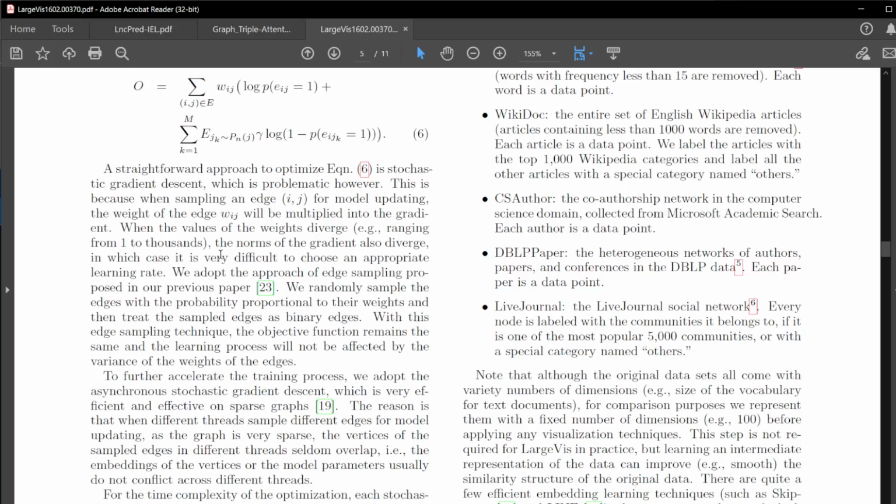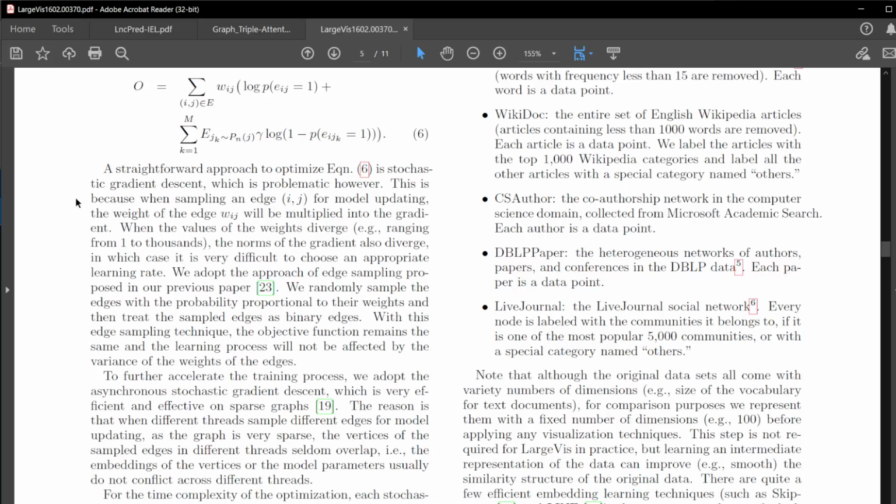We adopt the approach of edge sampling proposed in our previous paper [23]. We randomly sample the edges with the probability proportional to their weights and then treat the sampled edges as binary edges. With this edge sampling technique, the objective function remains the same and the learning process will not be affected by the variance of the weights of the edges.